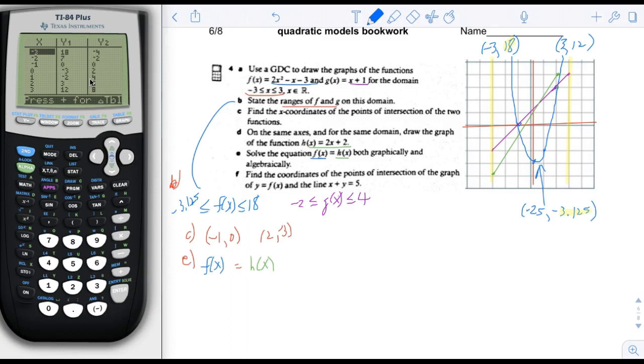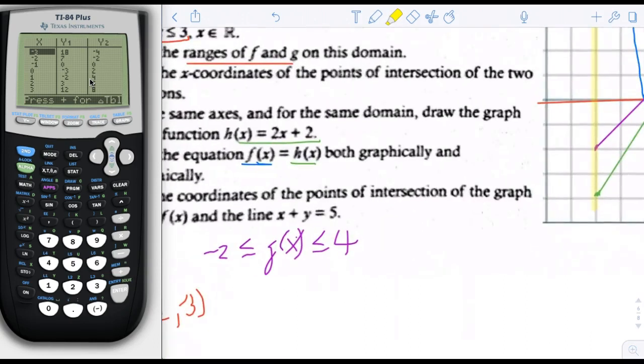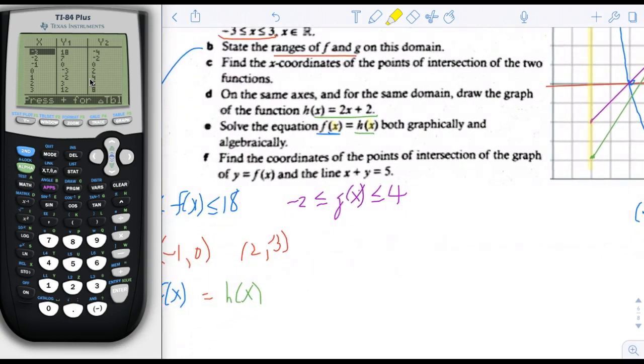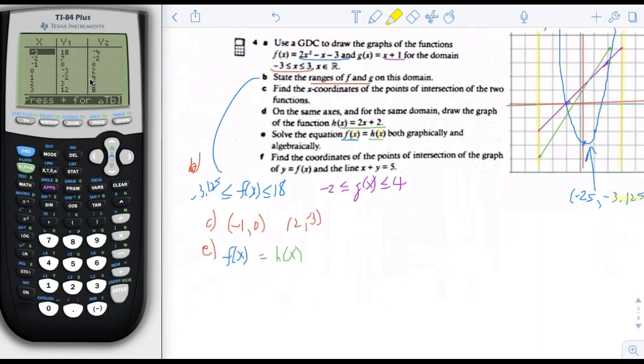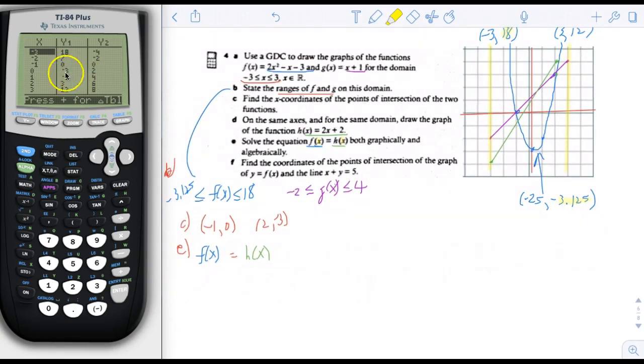If you put f of x equals h of x, what that means is the x values are the same and the y values are the same, because we set f of x and h of x, which are equal to the y values, equal to each other. So f of x equal to h of x is the same thing as doing second calc intersect. So let's try that. Second calc intersect, which is number 5.